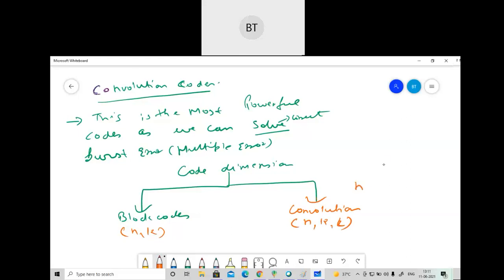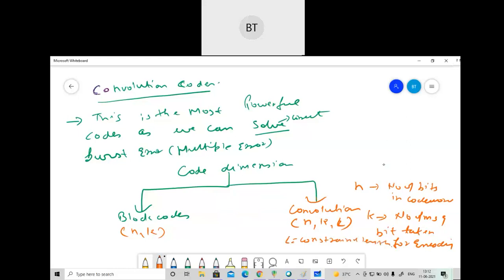Basically, n stands for the number of bits in the code word. Here k stands for message bits, which we have already seen: the number of message bits taken for encoding. And L stands for constraint length.